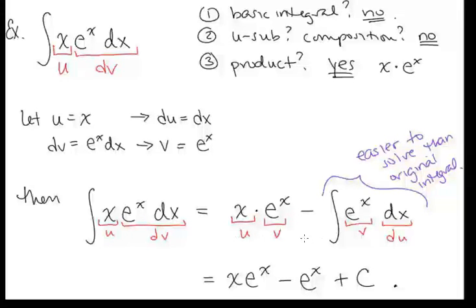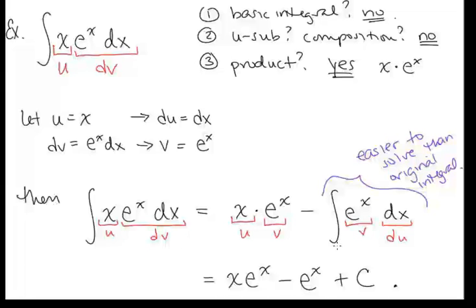So we're here. Now notice this integral is easier to solve than the original. We started with x e to the x. Now we just have the integral of e to the x. When you see that your new integral is easier to solve than your original, you know you made the right choice of u and dv. So let's continue to solve this, and then we'll take a look at what happens if we make the opposite choice.